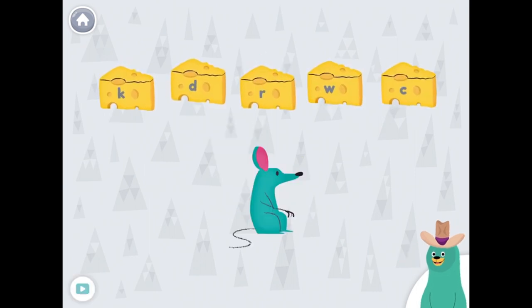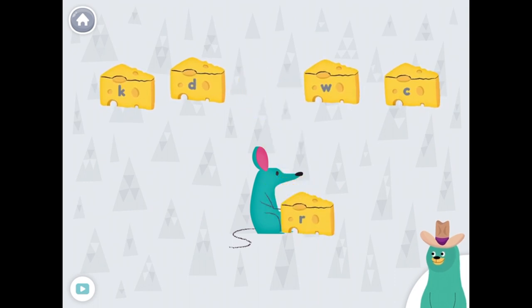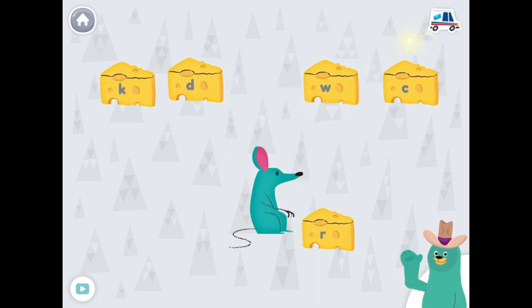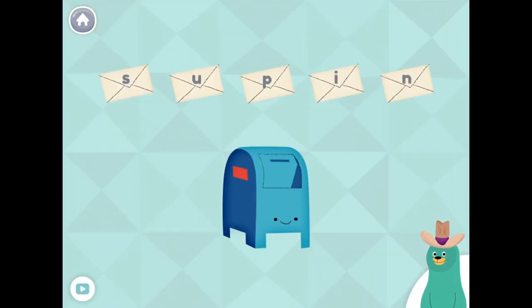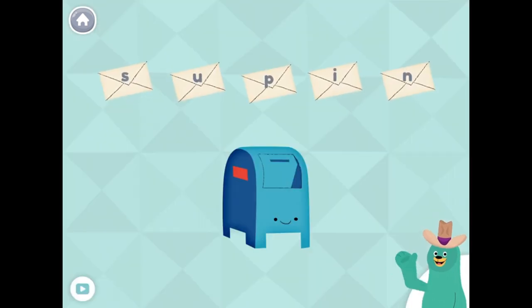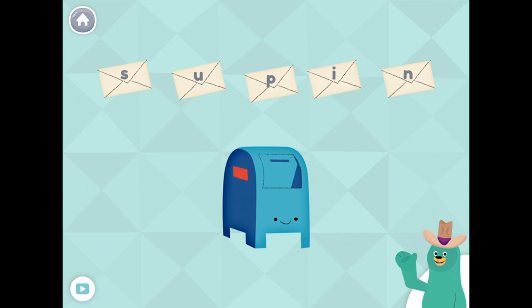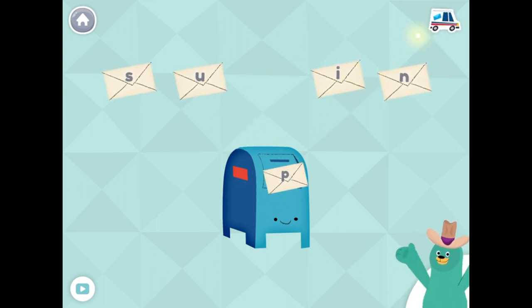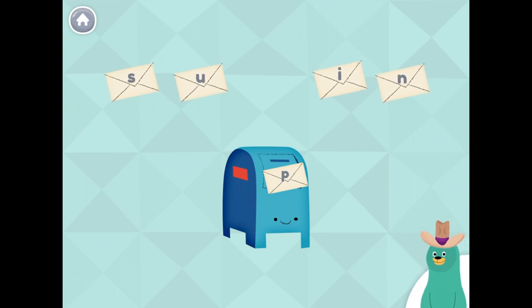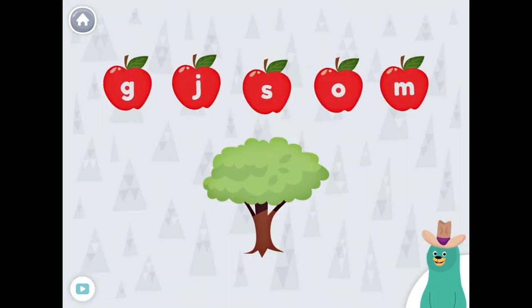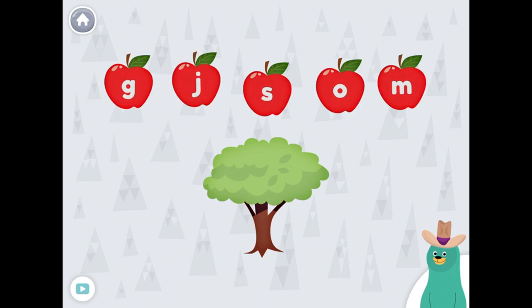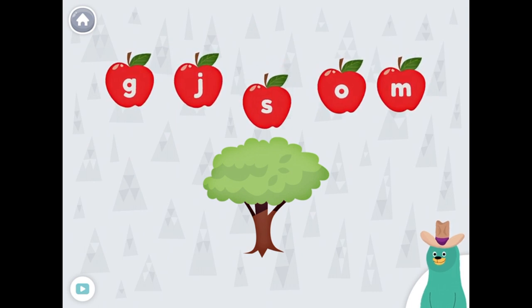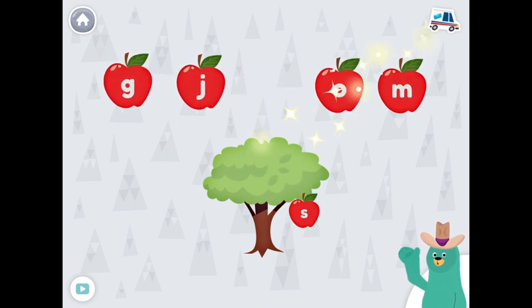Give the rat the cheese with the letter R. R. Nice. Put the mail with the letter P in the mailbox. P. Nice work. Put the apple with the letter S on the tree. S. Super.